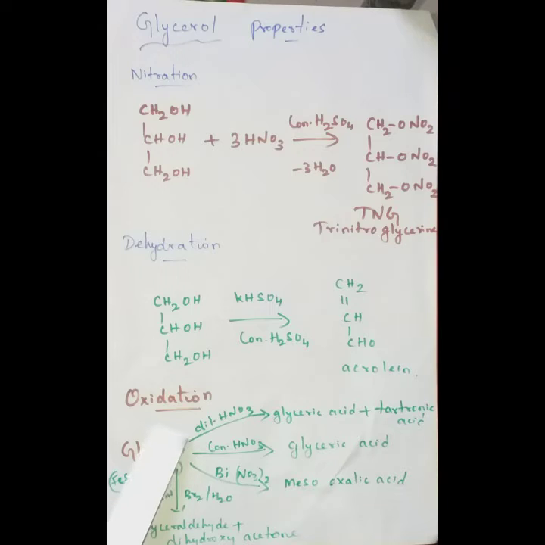The next reaction is the oxidation reaction. First we have to know what the reagents used are and what the products are, then I will explain the reactions with the equations. So in the oxidation reaction, this may be asked as a 1 mark question also. When glycerol is oxidized with dilute nitric acid, what will happen? It forms glyceric acid and tartronic acid. If it is treated with conc. nitric acid, it forms glyceric acid alone. When it is treated with bismuth nitrate, mesoxalic acid. When it is treated with either bromine water or Fenton's reagent, it forms glyceraldehyde plus dihydroxyacetone. So these are the theory part.